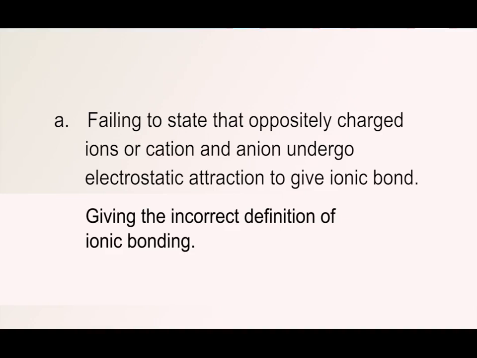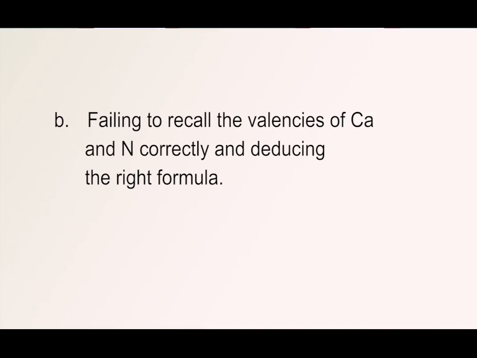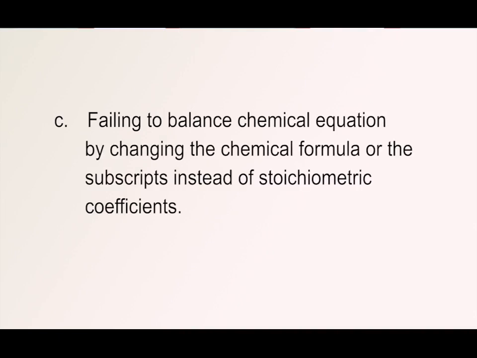A, failing to state that oppositely charged ions or cations and anions undergo electrostatic attraction to give ionic bond. Giving the incorrect definition of ionic bonding. B, failing to recall the valencies of calcium and nitrogen correctly and deducing the right formula. C, failing to balance chemical equation by changing the chemical formula or the subscripts instead of the stoichiometric coefficients.